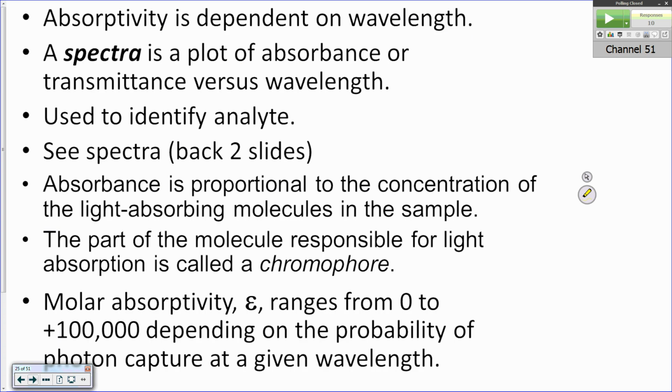A key thing to realize is that absorptivity is dependent on the wavelength. So when I change the wavelength, what I'm essentially looking at is a different molar absorptivity. When you ran your standards of permanganate to find out where to measure, and you had different percent T at all the different points, what you were looking at were points of different molar absorptivity. A spectrum is simply a plot of the absorbance, or it could be the transmittance, versus wavelength, and we use that to identify a substance.